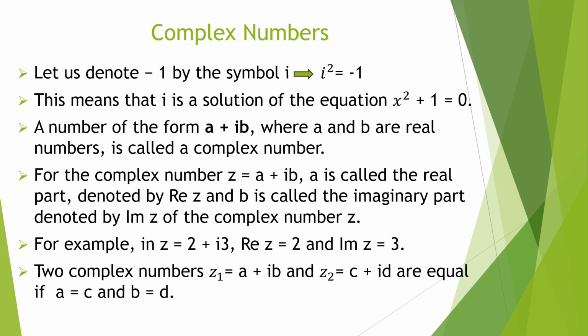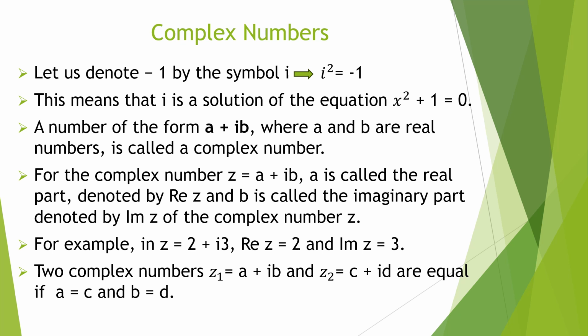For the complex number, generally denoted by z, equal to a plus ib, a is called the real part and it is denoted by Re of z, and b is called the imaginary part and denoted by Im of z. Now for example, if I write a complex number z is equal to 2 plus i into 3, then the real part of z is 2 and the imaginary part is 3.